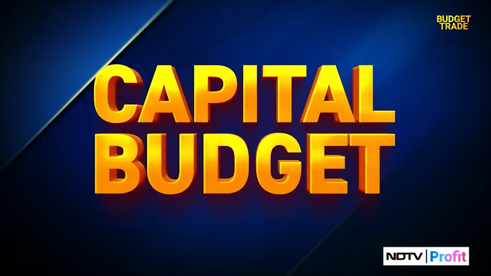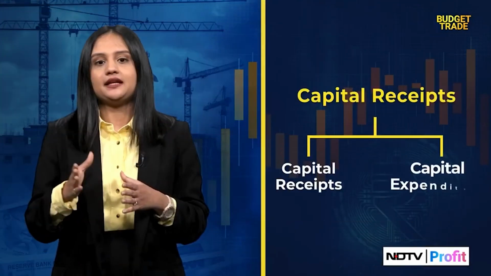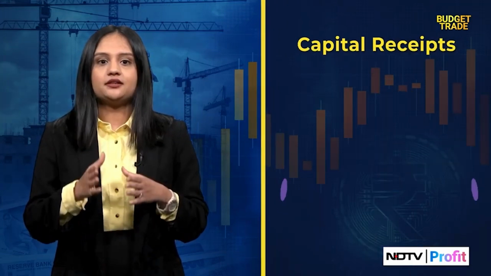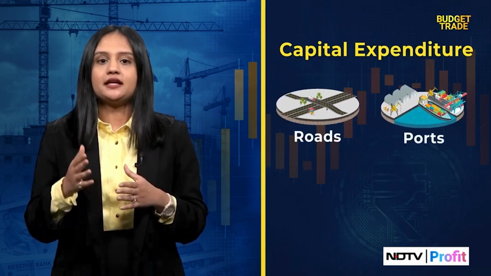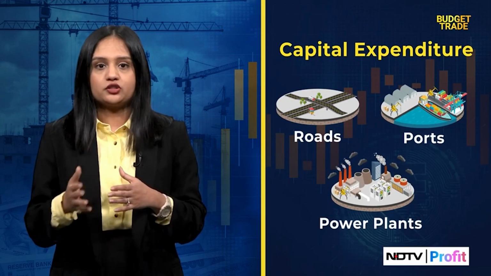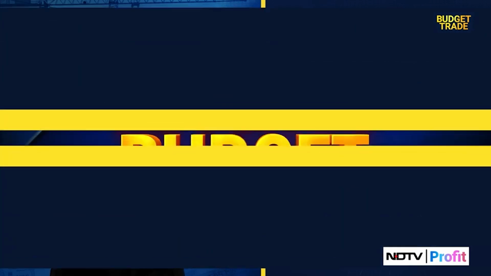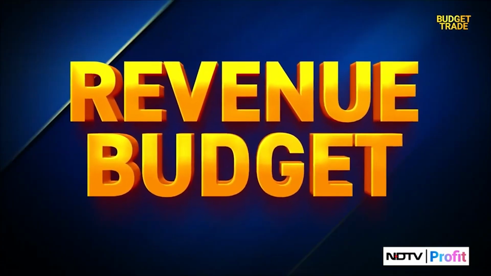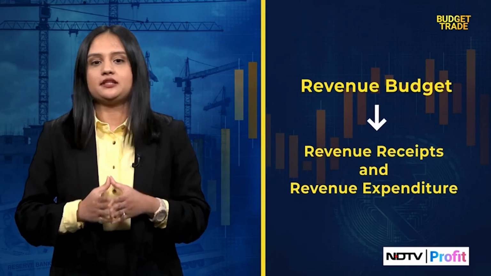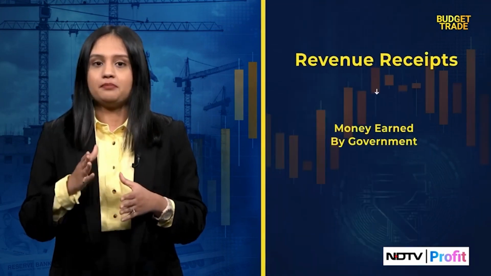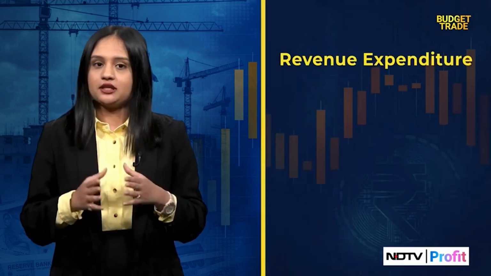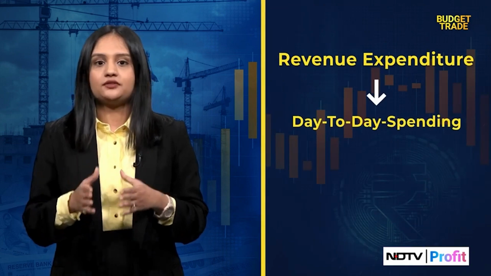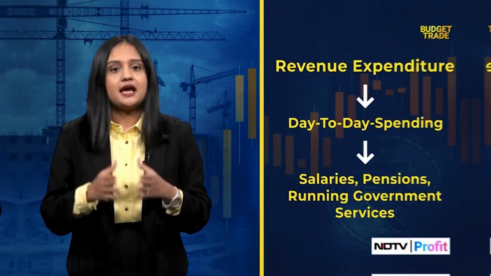The capital budget includes capital receipts and capital expenditure. Capital receipts are the funds the government gets from borrowing or selling assets. Capital expenditure is the money spent on creating long-term assets like roads, ports, power plants. Then there is the revenue budget, which covers revenue receipts and revenue expenditure. Revenue receipts include money the government earns from taxes, interest, and fees. Revenue expenditure is day-to-day spending on things like salaries, pensions, and so on.